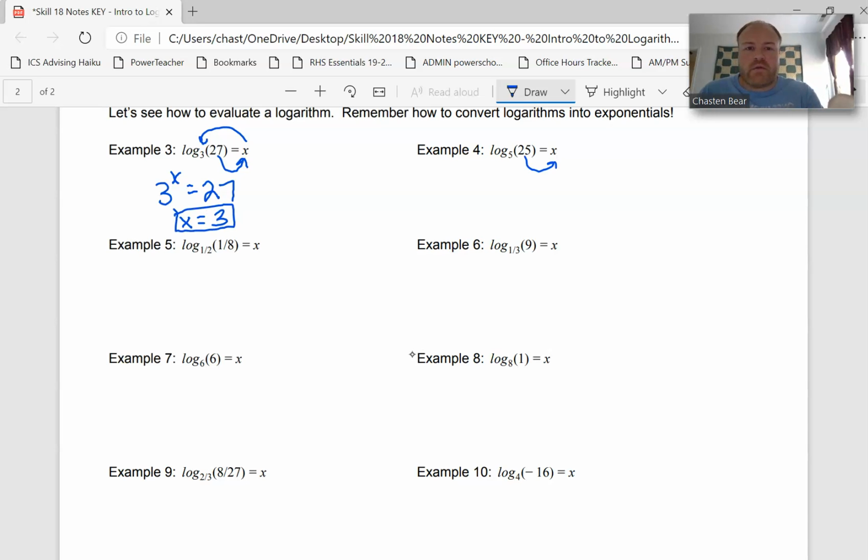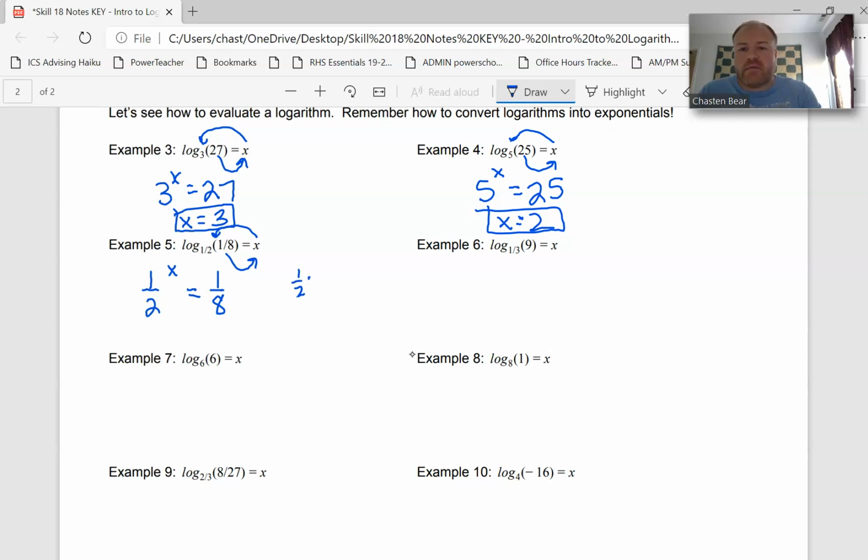The next one, we're going to do our loop conversion. We have 5 to the x equals 25. Well, 5 to what power is 25? Well, 5 squared is 25, so x is 2. Next one, we'll do our loop-de-loo. We have 1/2 to the x equals 1/8. Well, this one, ask yourself, 1/2 times 1/2 times 1/2 gives you 1/8. So that means that 1/2 had to be multiplied to itself 3 times. So x equals 3.